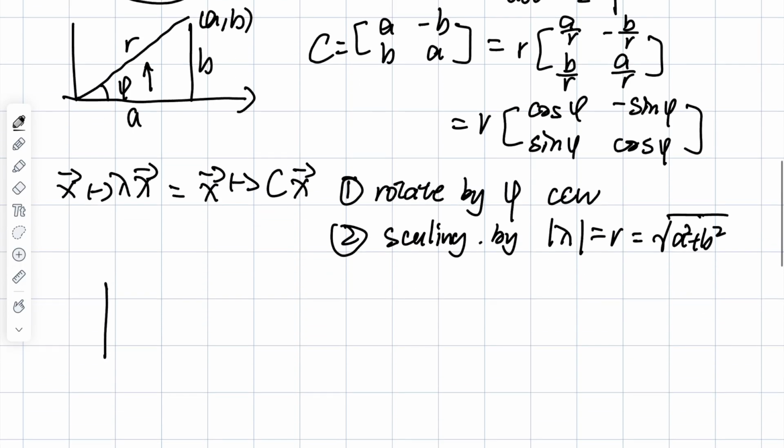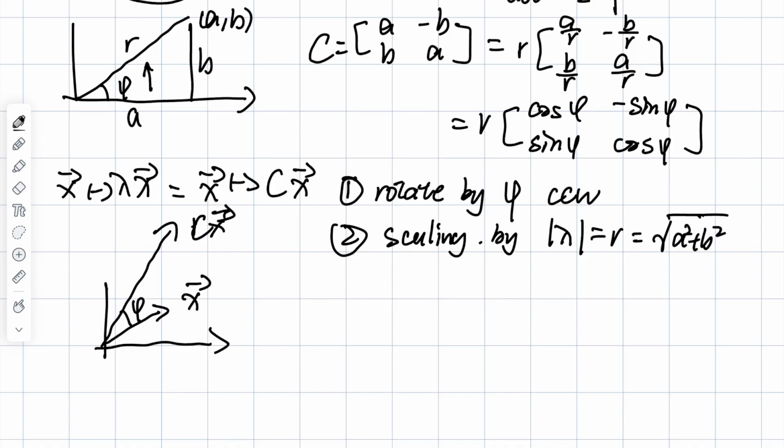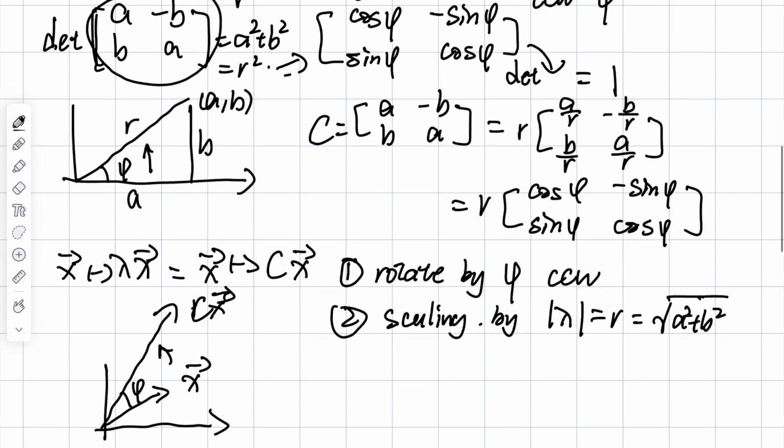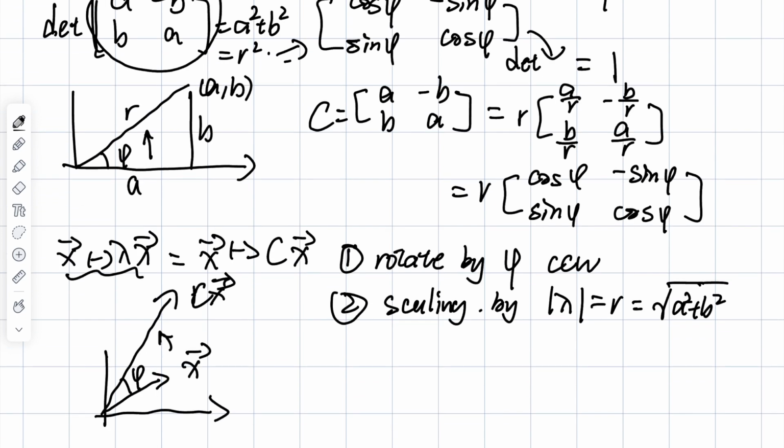On a graph, that means we have an x, and then Cx will look like this, phi, and therefore multiplying by a complex eigenvalue means rotate and scale the eigenvector.